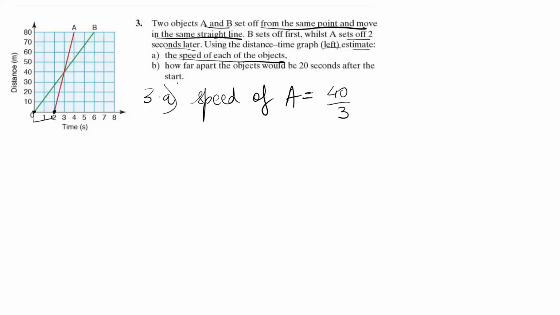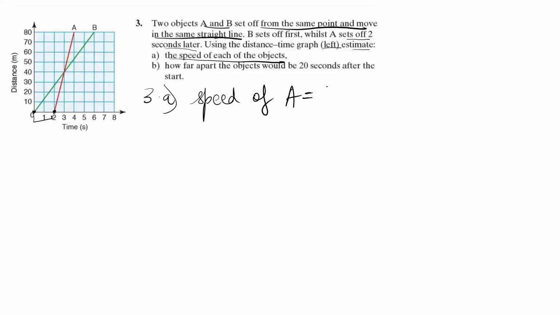So you could have picked anything else. You could have also picked this one. No. Sorry, this is not correct. That's a trick. Right? It's not 40 over 3. It's not, because A is not starting at 0. Right? A is starting at 2.